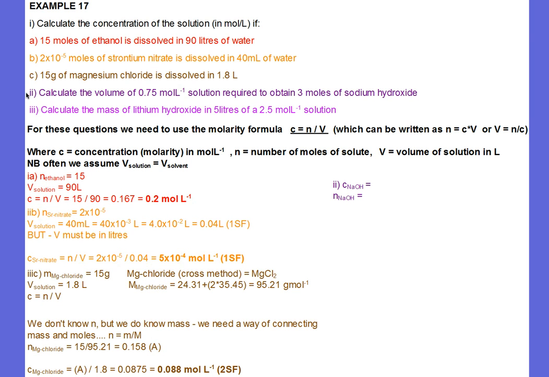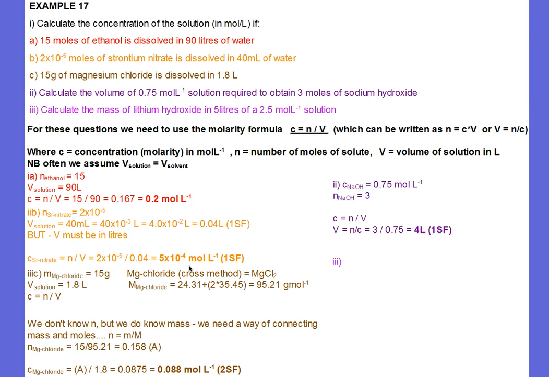I'm moving along to question number 2. This time it says calculate the volume of a 0.75 mole per litre solution required to obtain 3 moles of sodium hydroxide. So this time they've given us the concentration and the number of moles, which is 0.75 and 3 respectively, and we've got to find the volume of solution. Now we know concentration equals number of moles divided by the volume, which also means the volume equals number of moles divided by the concentration. Now we can substitute, that's just 3 moles divided by the 0.75 moles per litre. So to get that 3 moles, we need 4 litres to one significant figure.